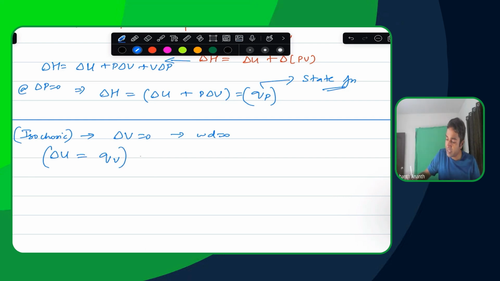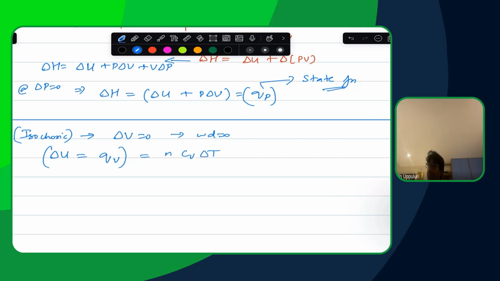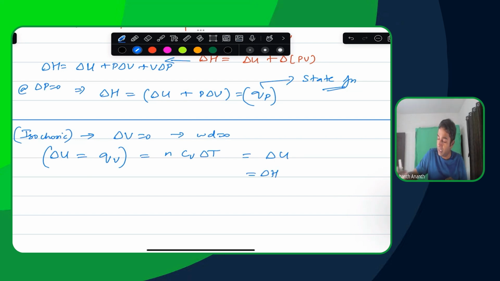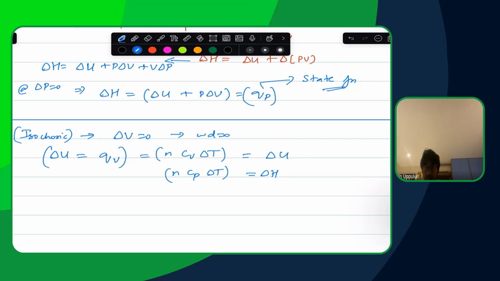And you can write this state function as what? N into CV into delta T. And what is my delta H being written as? Delta H is delta U plus delta of PV, true. What can I write it as? In this fashion, N into CP into delta T. Sorry, delta T. Yes, NCP delta T. Correct.